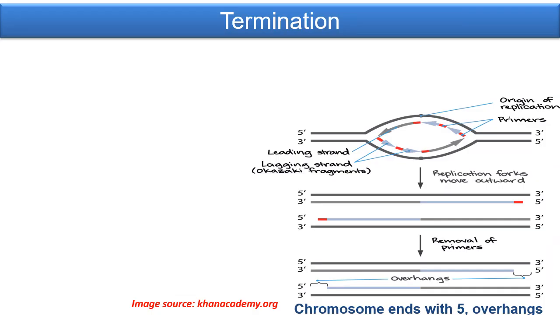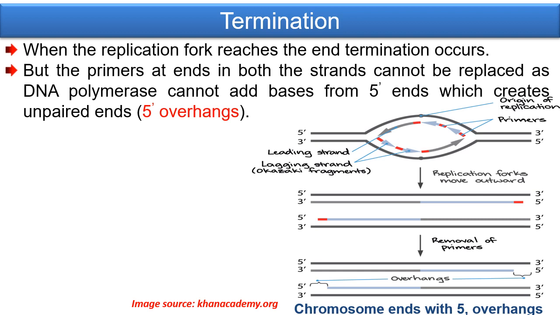Here comes the termination part. When the replication fork reaches the end, termination of replication occurs. Here in this figure, these are the primers that are marked in red. After removal of these primers in both the strands, there will be left 5' hydroxyl group, which DNA polymerase cannot extend further. As we know, DNA polymerase can extend only 3' hydroxyl group. So this will create a problem because DNA polymerase enzyme cannot fill up these gaps. So this creates unpaired ends in both the strands, which are also called 5' overhangs in both the strands.